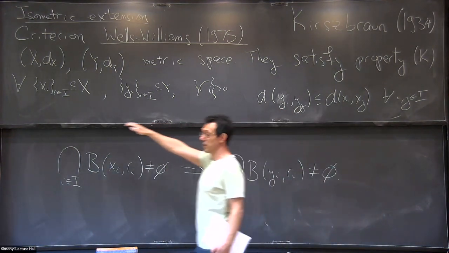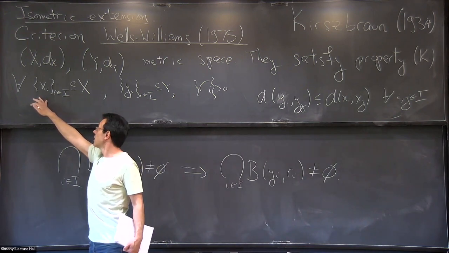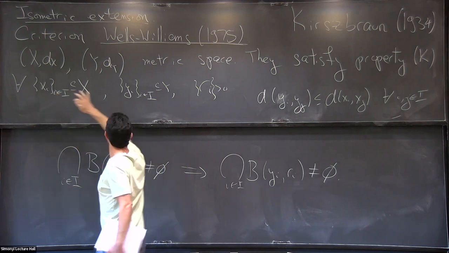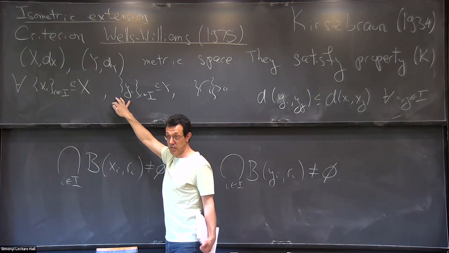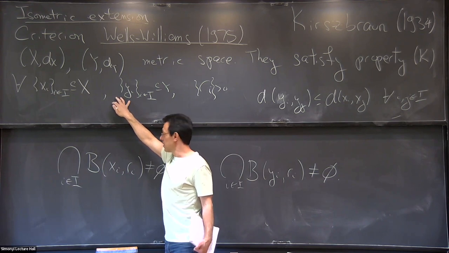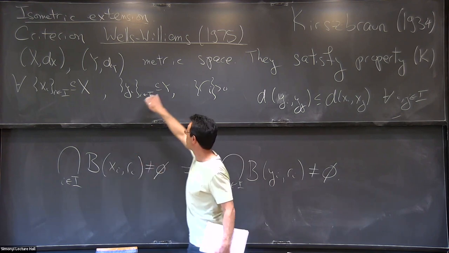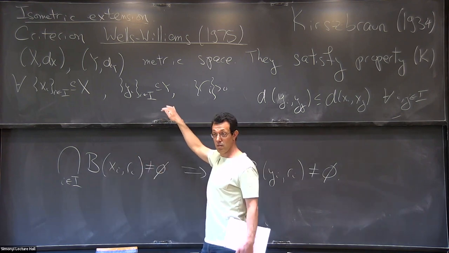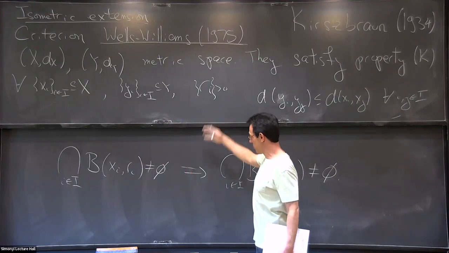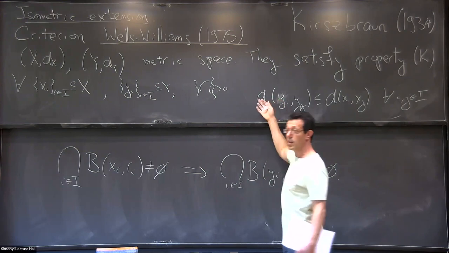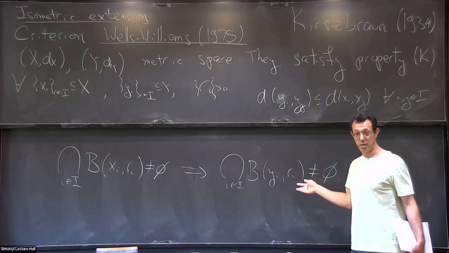This is an arbitrary subset of x. Define yi to be the image of xi under your given one-Lipschitz function. Now suppose there is a point here. Look at the value of the extension at that point, some point in y. That's what an extension means. And just check that, because of the one-Lipschitz condition, this point is in the intersection of the balls.